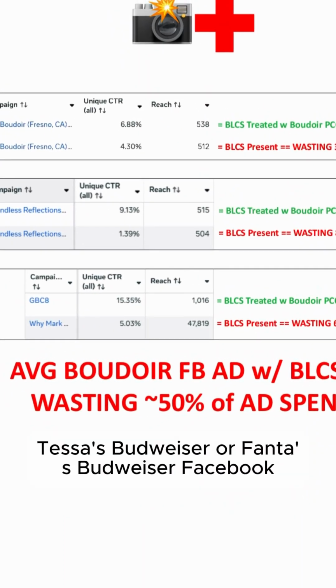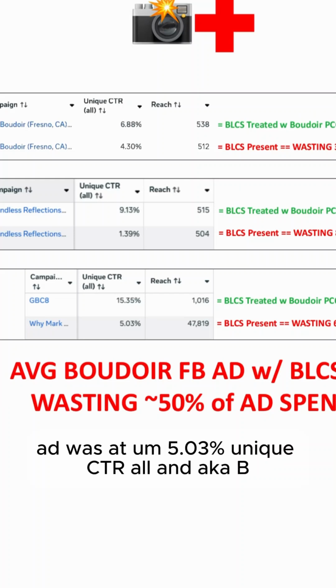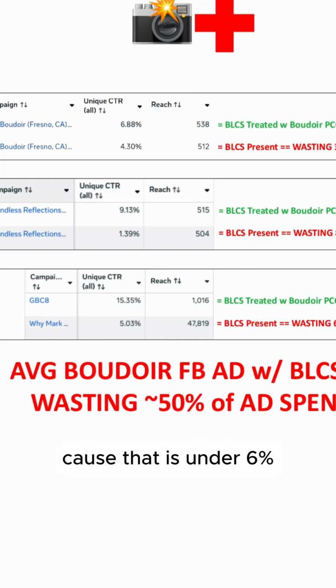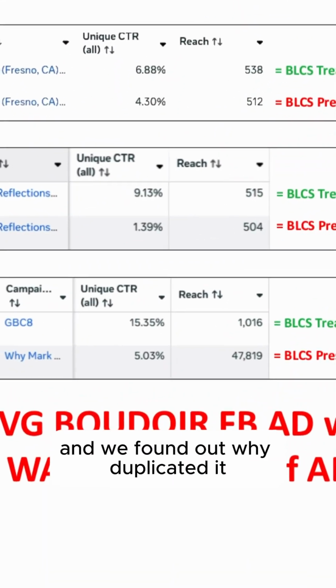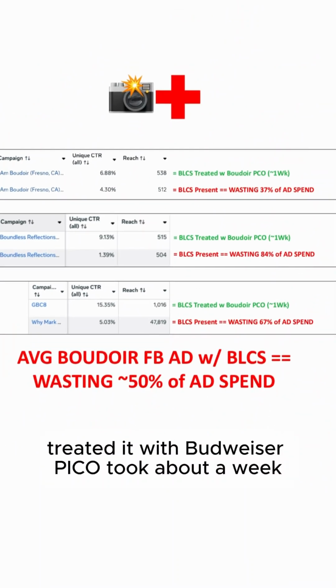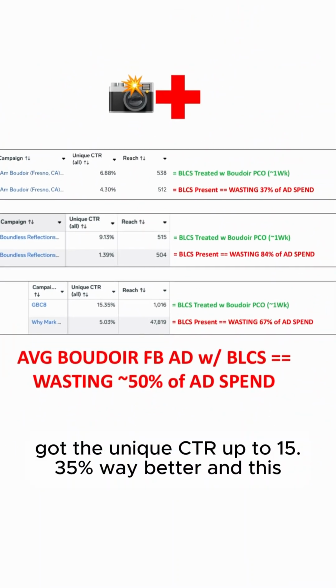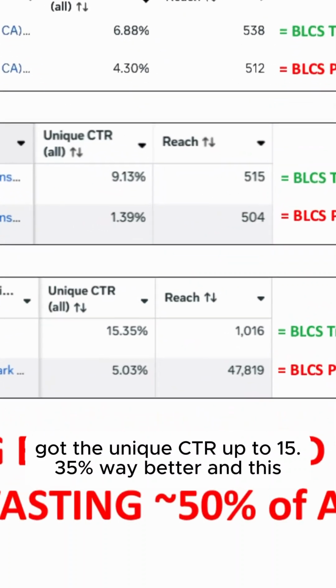Finally, I had a patient who found out his Boudoir Facebook ad was at 5.03% unique CTR all, aka BLCS was present because that is under 6%. And I duplicated it, treated it with Boudoir Pico, took about a week, and got the unique CTR all up to 15.35%, way better.